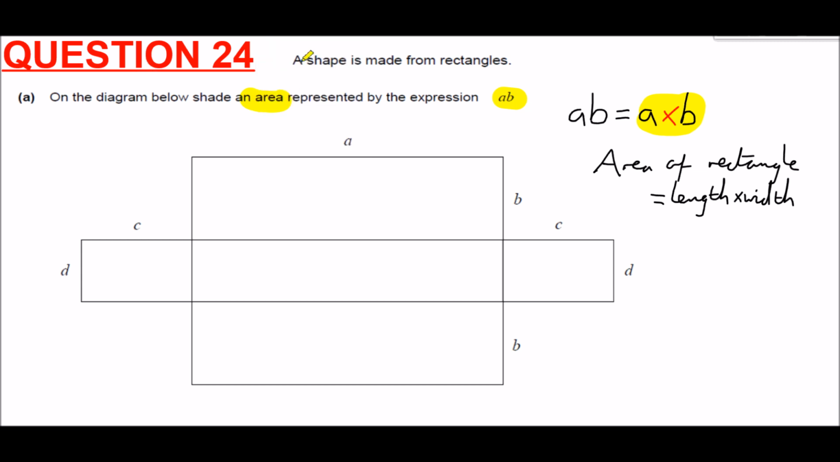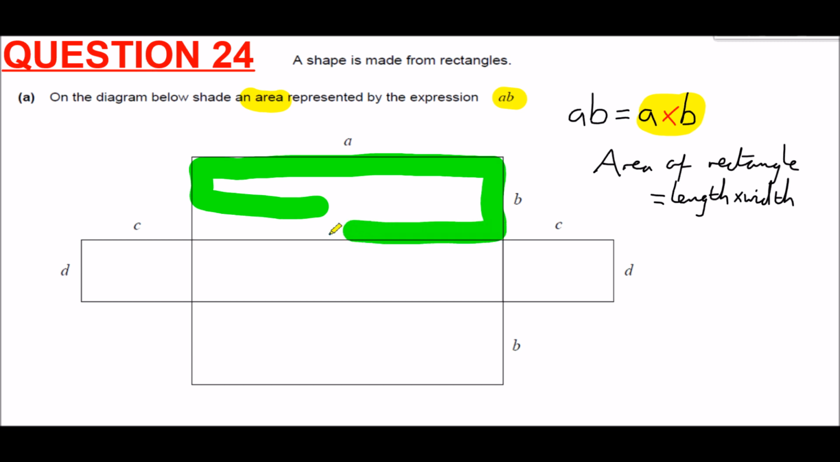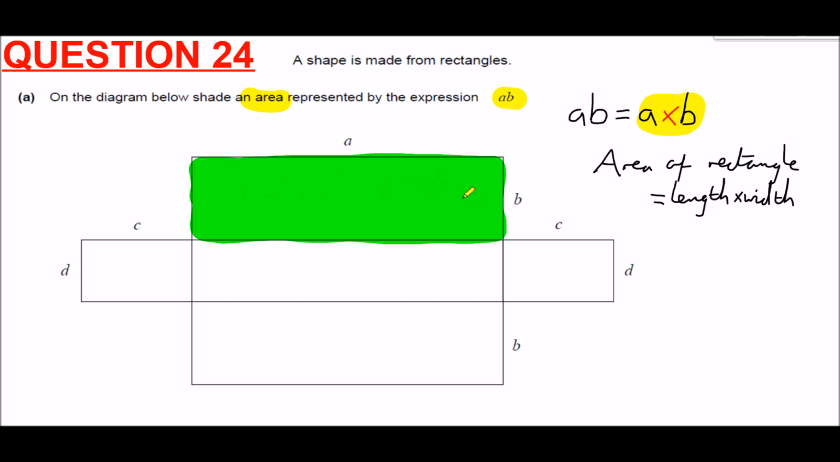So if we look here, we should be able to find quite easily a rectangle that's A long and B wide. In fact, the top one here will do the trick just fine. So it says shade it in. So with a black pen you could just sort of dot it in. I'm just doing it in green. So that top one represents AB. Now you could have also, if you wanted, have shaded in the bottom one. This one again would also have been AB. So there is a rectangle which would have an area of AB.